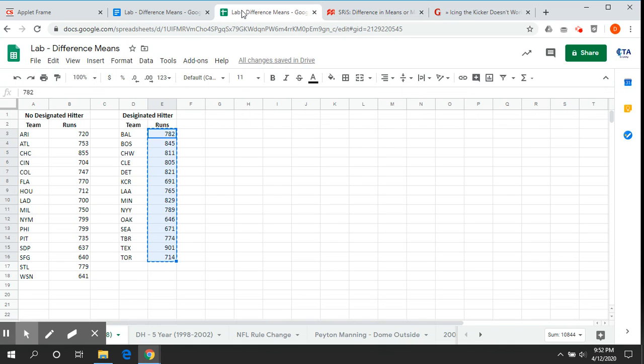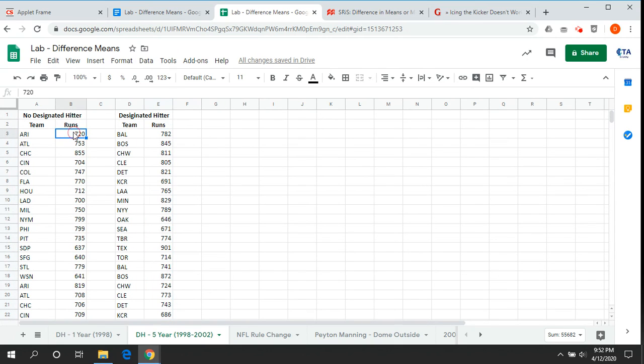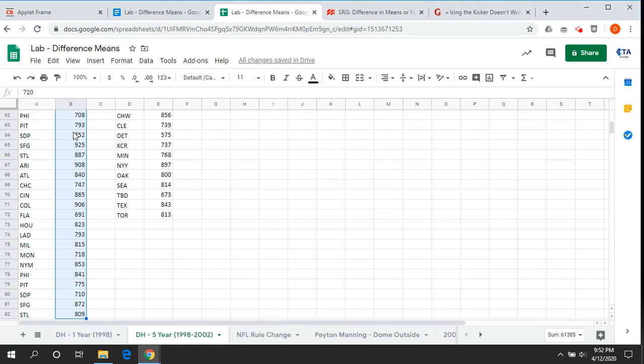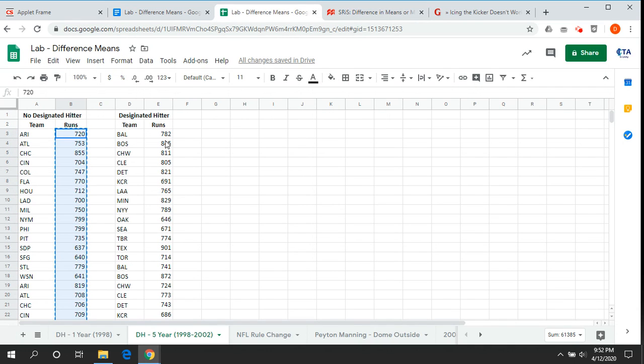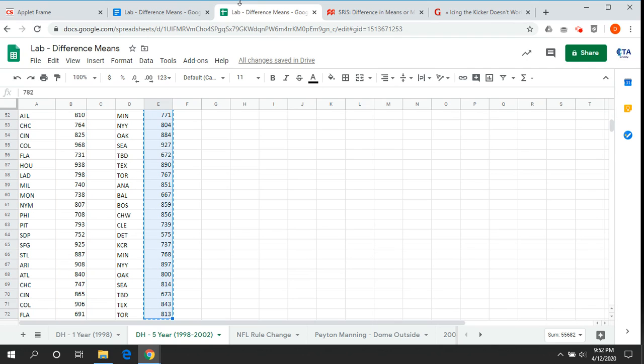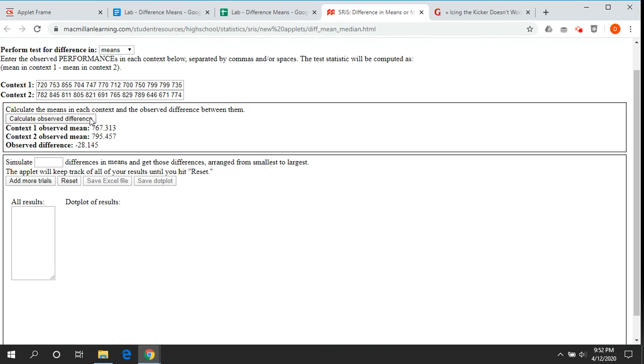So what I'm going to do now is I'm going to go to the second tab, and this has 5 years worth of data. All right, so instead of just looking at a single year, I'm going to look at 5 years of data. So I'm going to copy this in. I'm going to go over here, put it into context 1. I'm going to go over here and do the same thing. I'm going to highlight all this data, paste it into context 2. I'm going to calculate the observed difference.